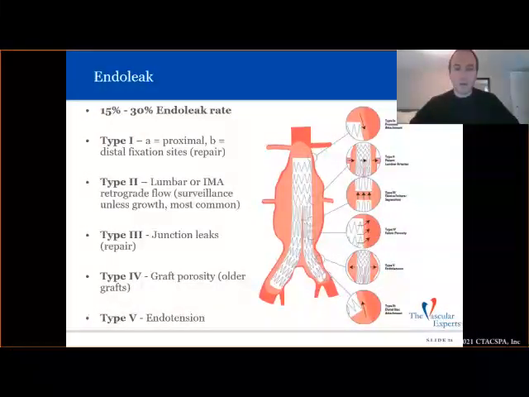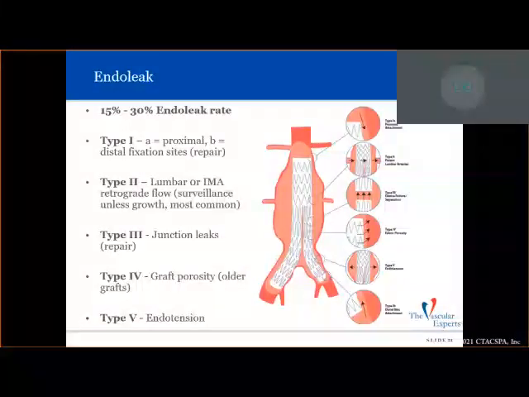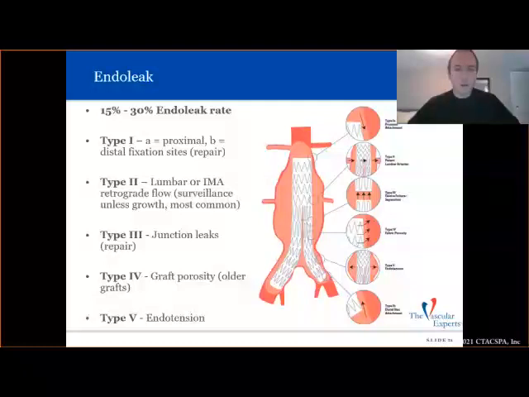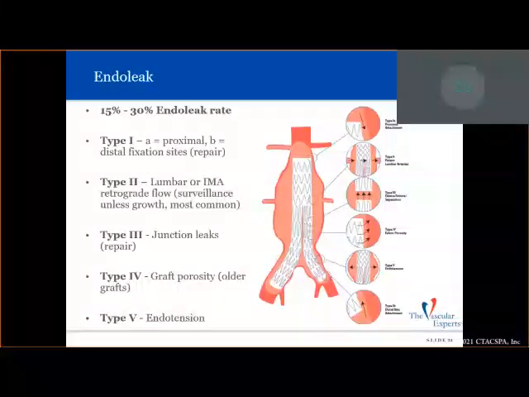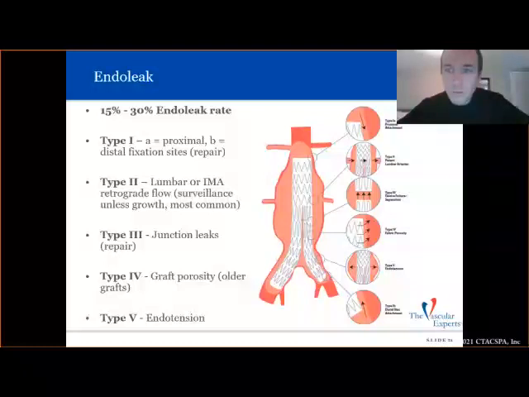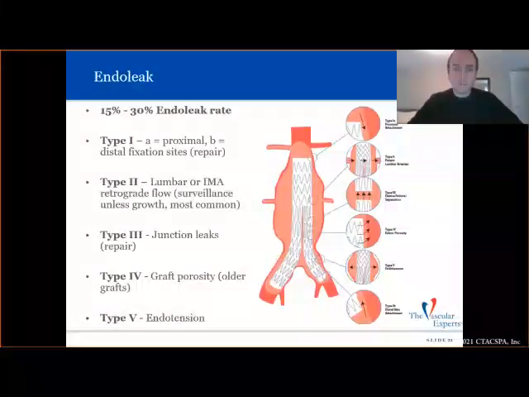Type 2 is where you have retrograde flow through the IMA or lumbar artery. And that's type 2. And then type 4. Sorry, I think someone's still not muted. Okay, there we go. So type 4 and type 5 are related to older grafts. So you don't see that much anymore, but that's just where you leak through the graft itself.